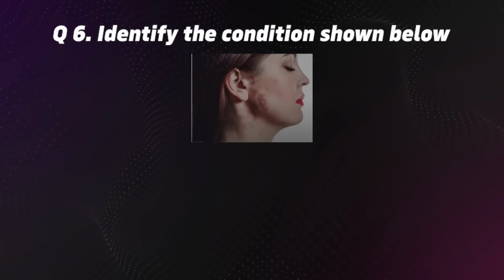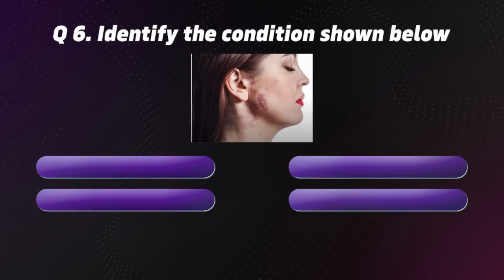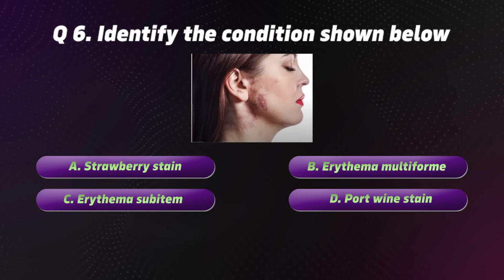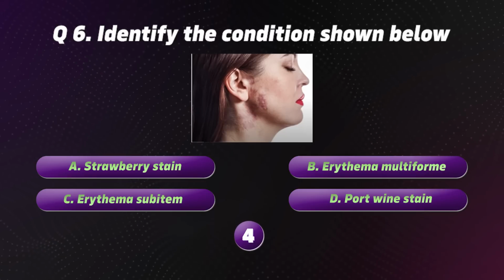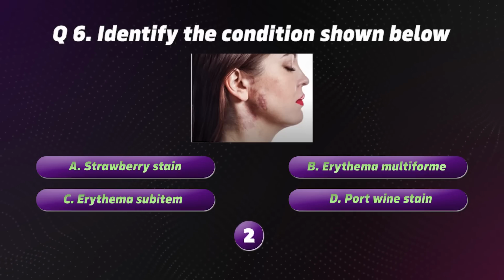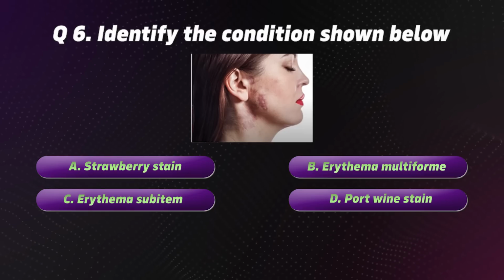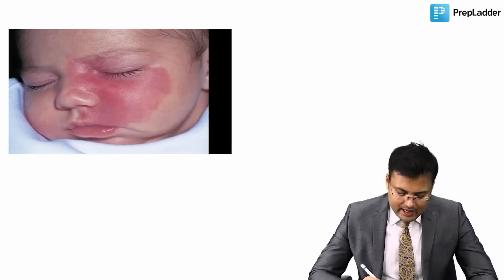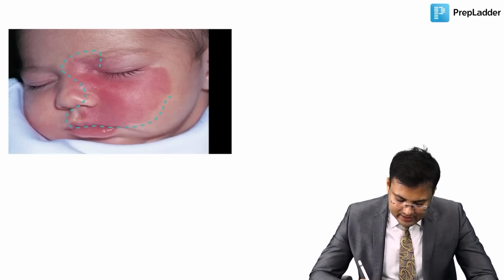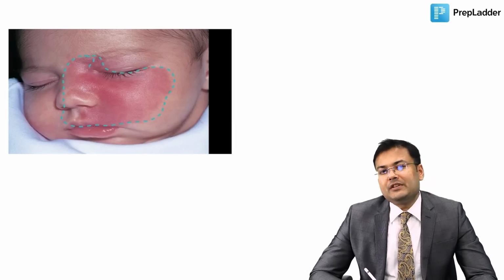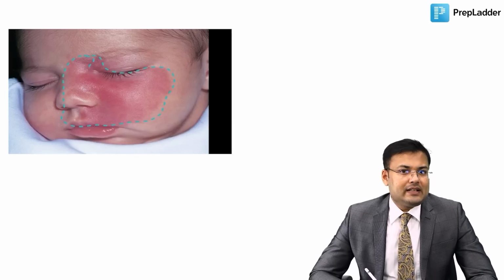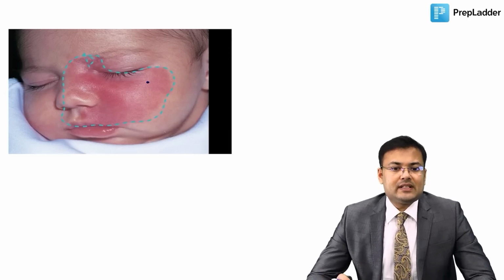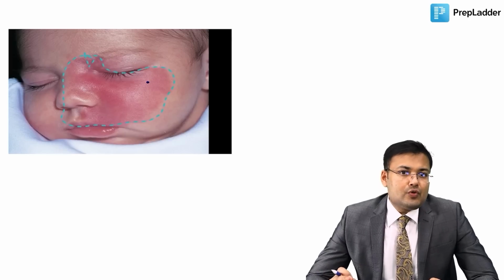Question 6. Identify the condition shown below. Here are the options. A. Strawberry stain. B. Erythema multiforme. C. Erythema subitum. D. Port wine stain. And the correct answer is option D, port wine stain. Here's the explanation. See this first condition: it's a newborn baby, and this baby has an anomaly on the face. Can you see? It's the area supplied by which nerve? The fifth cranial nerve, the trigeminal nerve. So what is the name of this condition? This condition is port wine stain.